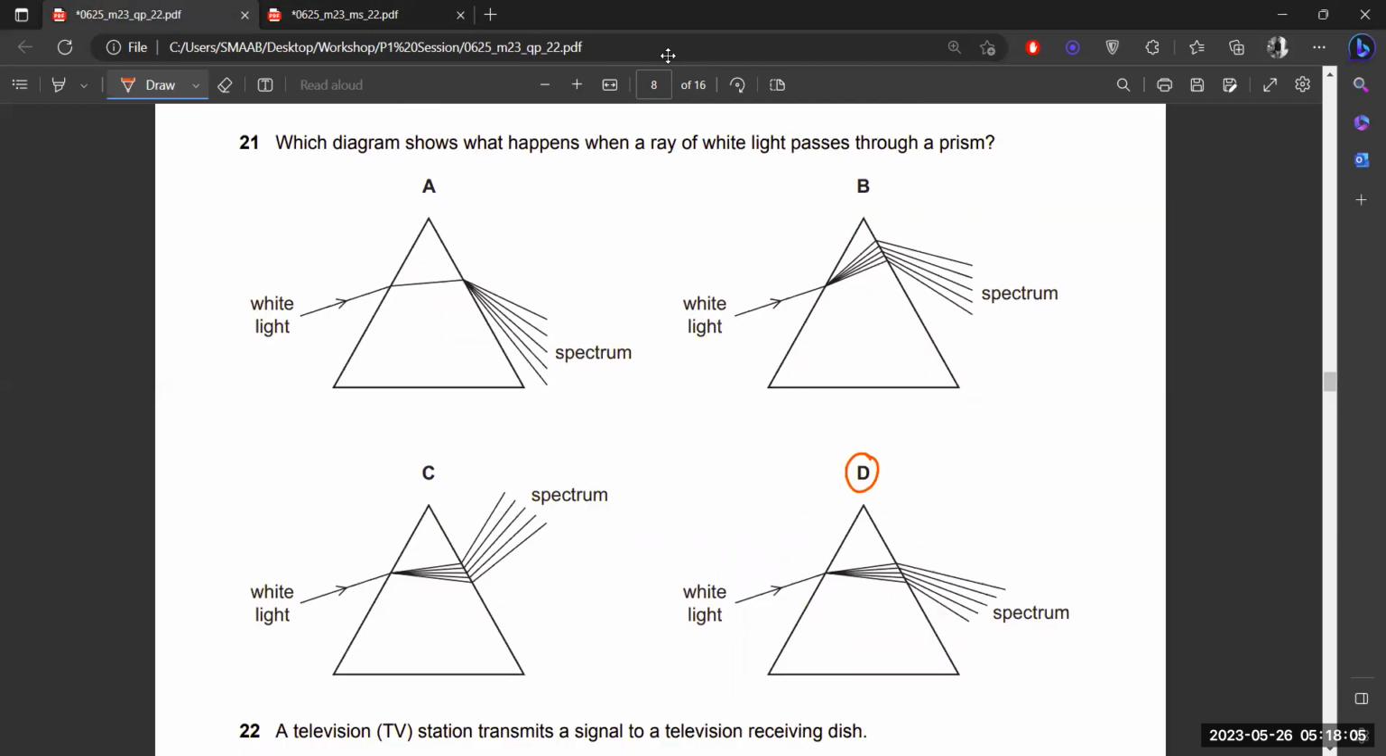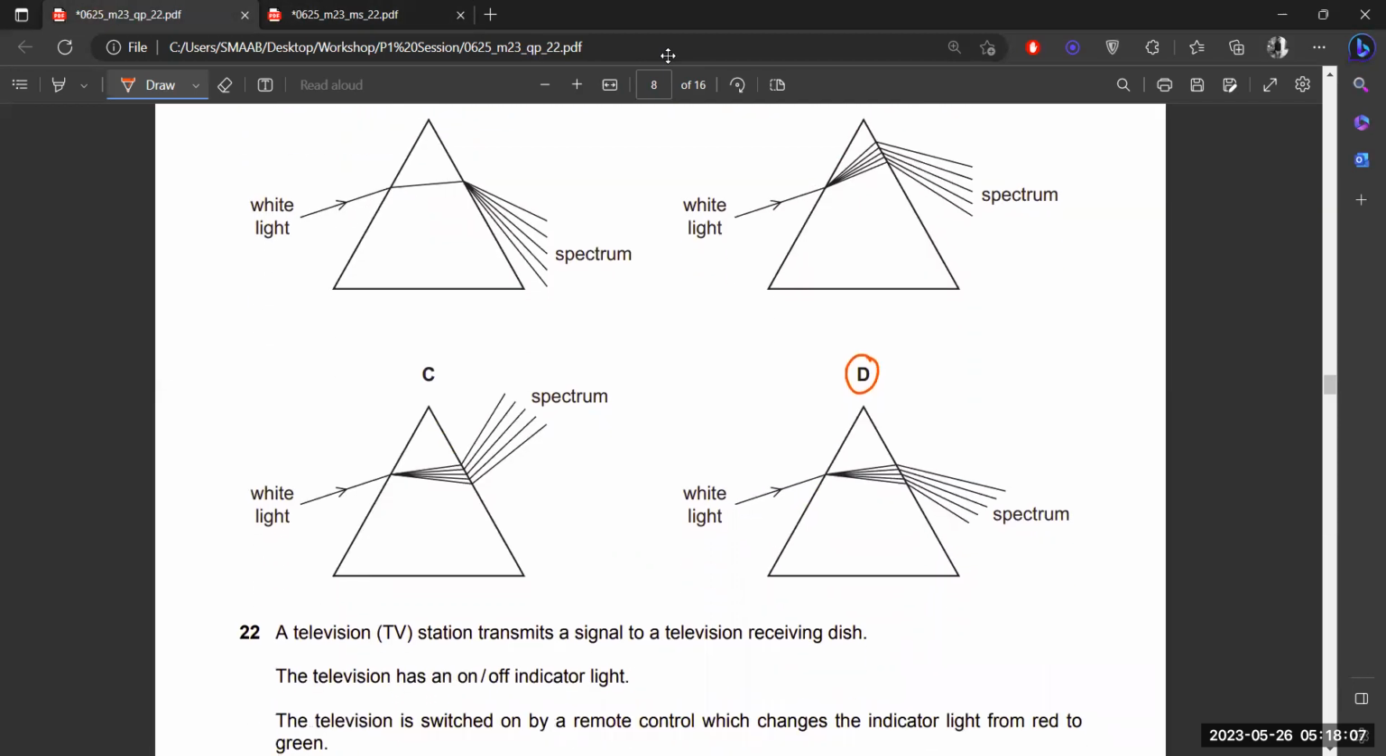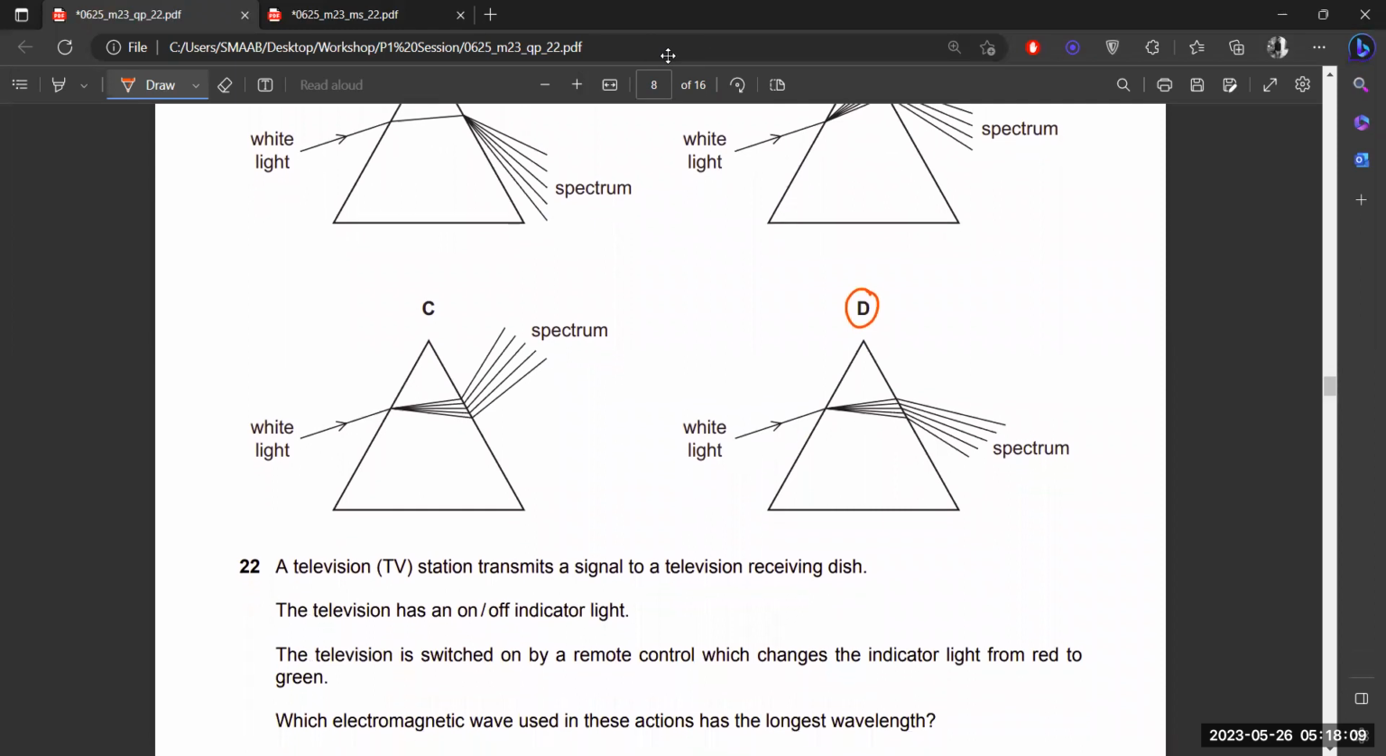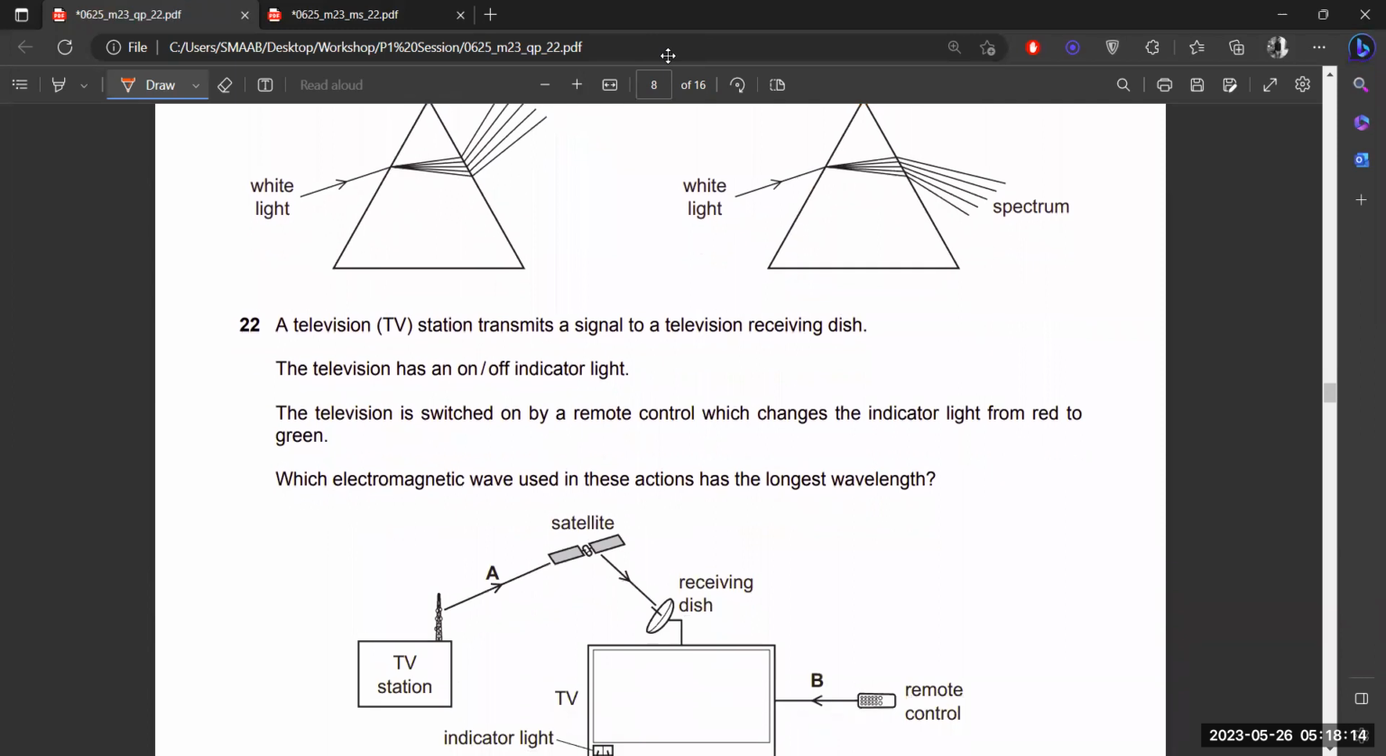Yes, because light is going to be bent in the downward direction. The concept of rare to dense, dense to rare, towards normal, away from normal.